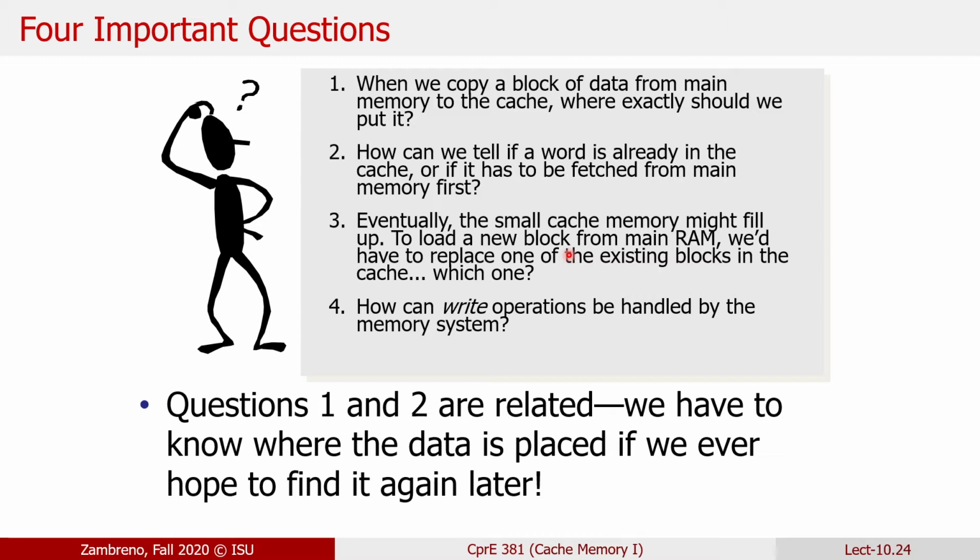How do we deal with replacing things in the cache? What value that's currently in the cache do we get rid of? That's our cache replacement policy. That's question 3. And then question 4 is how do we handle writes in the cache? Reading from the cache is what a lot of these examples will be showing. What do we do when we want to write a value to the cache?